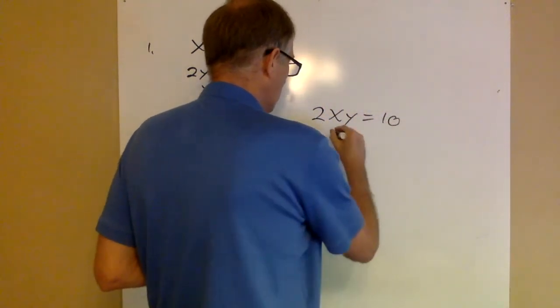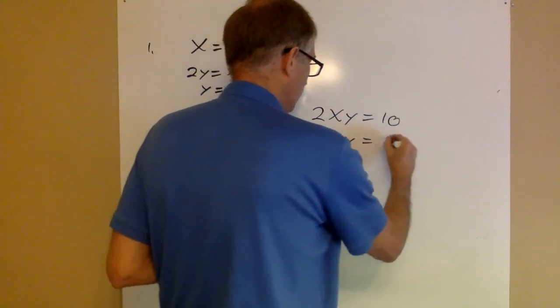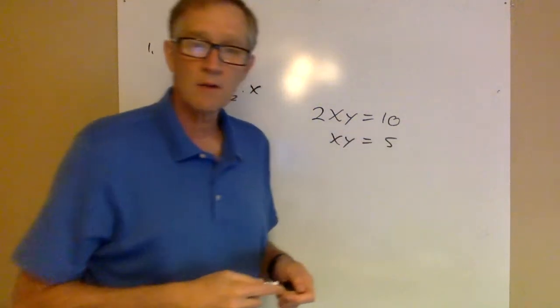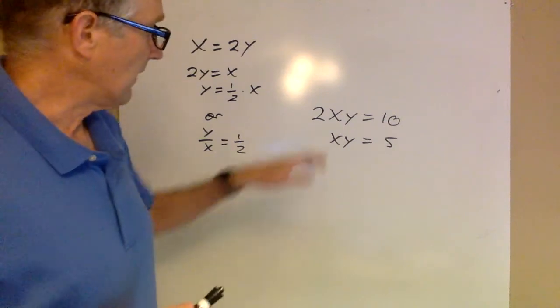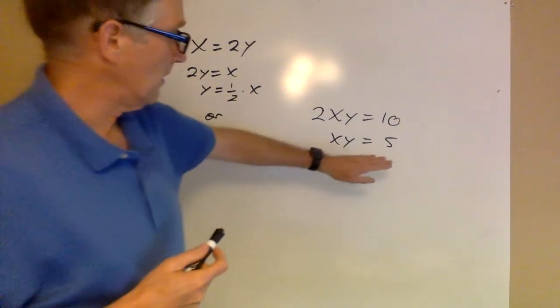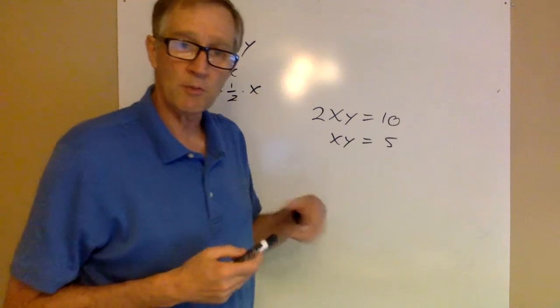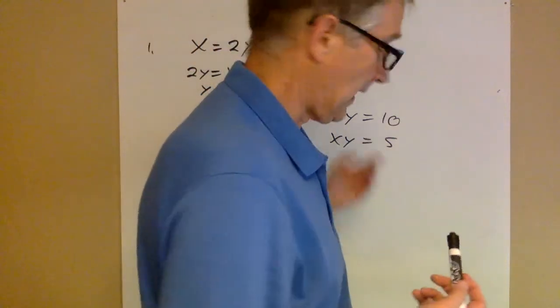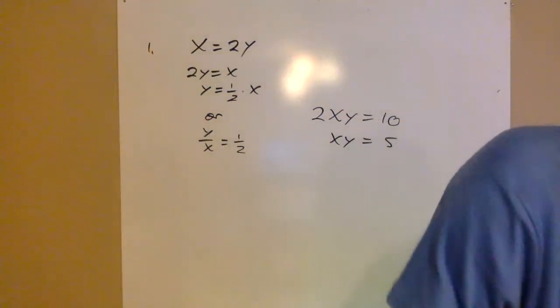And so x times y must equal 5. I just divided by 2 to the other side. Divided each side by 2, I should say. So this is an inverse relationship where the constant of proportionality is 5. All right.